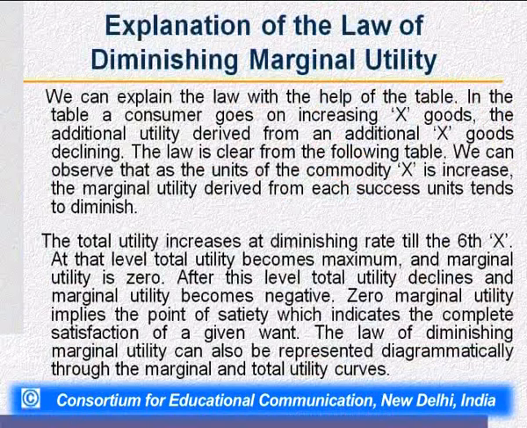With the help of diagram and figure, we are trying to know how total utility and marginal utility work under the law of diminishing utility. First, we can explain the law with the help of a table. In the coming table, you can see that as the consumer goes on increasing X goods, the utility derived from additional goods is declining.